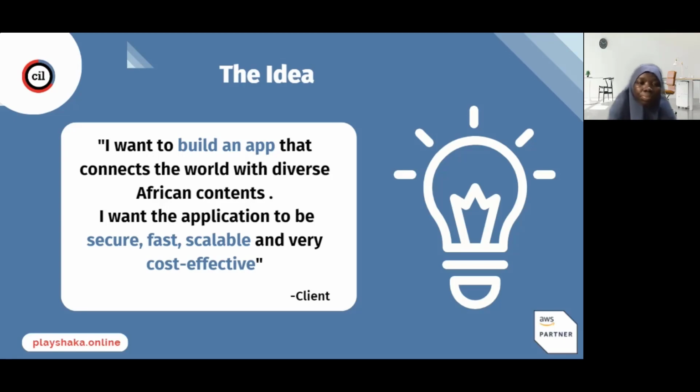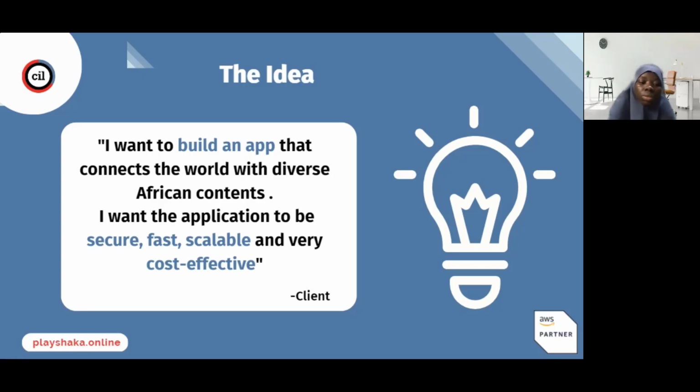And it's not just any application. There are some requirements, some criteria that the client wants this application to meet. You want the application to be secure, you want it to be fast, to be scalable, and all this should not cost us much. You want the application to be cost effective. We have to put costs into consideration in any solution that we come up with.